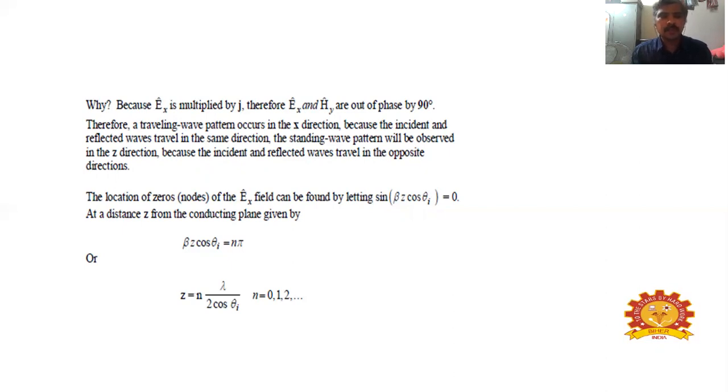The locations of zeros of the Ex field can be found by letting sine of beta z cos theta I equal to 0. At a distance z from the conducting plane, given by beta z cos theta I equal to n pi, where z is equal to n lambda by 2 cos theta I, where n is given by 0, 1, 2.